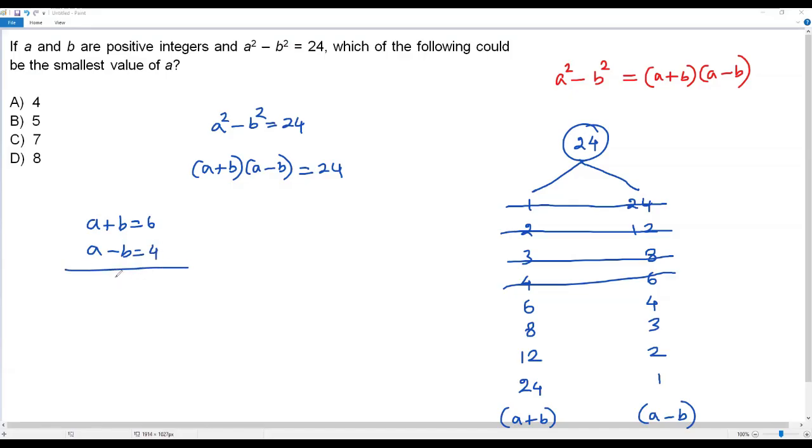Okay, now let's solve for A in the system of equations. If I add the equations, plus B and minus B will cancel out. A plus B will become 2A. On the right side, 6 plus 4, I'm getting 10. Let's divide both sides by 2. When I divide both sides by 2, this 2 will cancel out. I'm getting A equals 5.